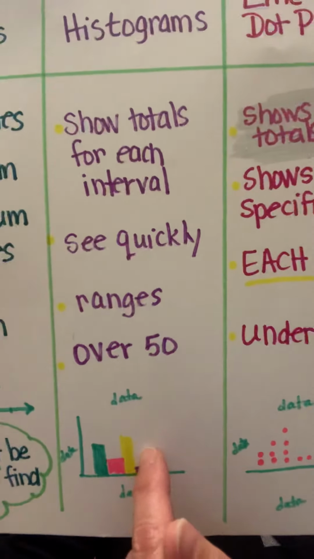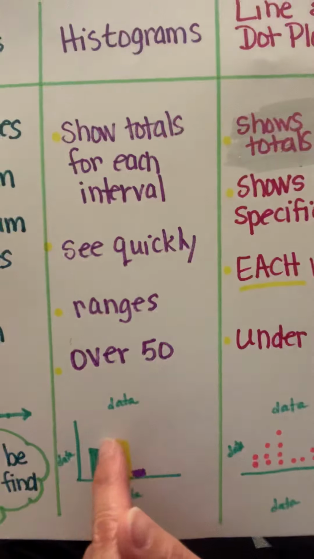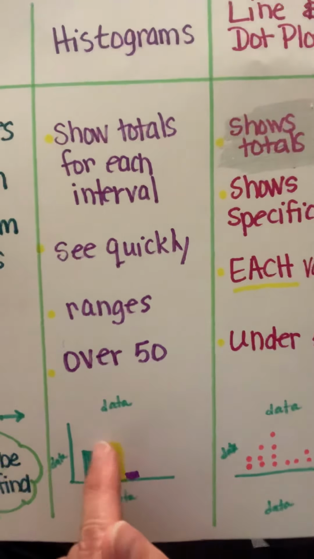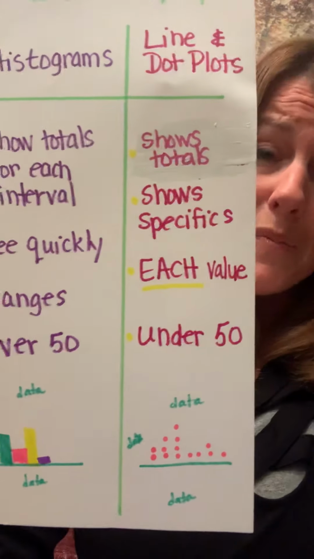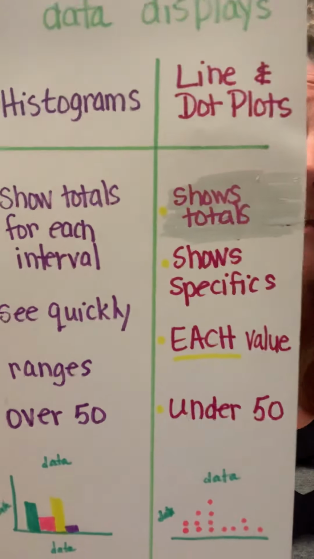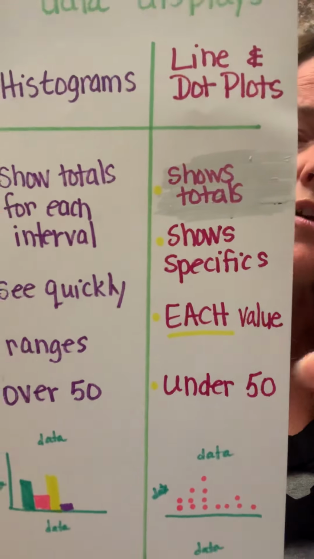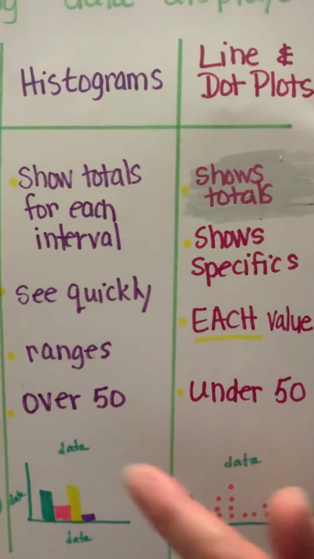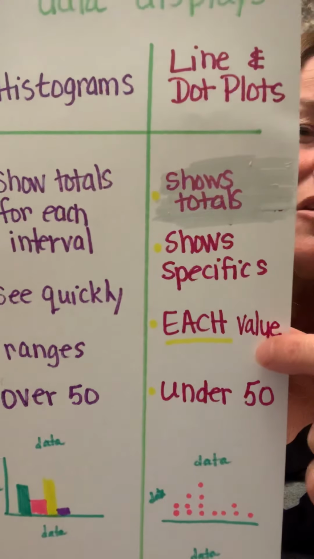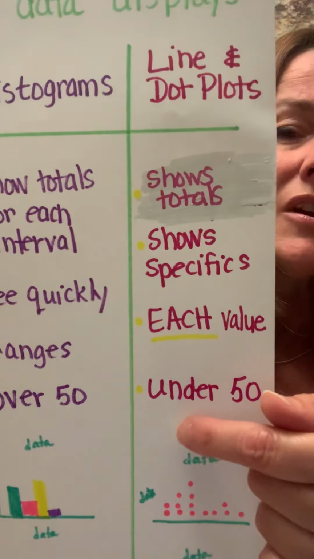Like this histogram was easy to have, this could be 50, 500, 5,000. But if I had to make 5,000 dots all the way up here, that wouldn't be the best display for that, would it? So this is for under 50. This is for over 50. And this one uses each value. It shows it very specifically.